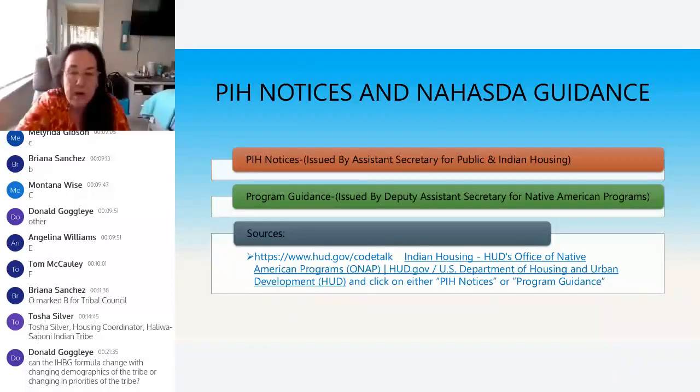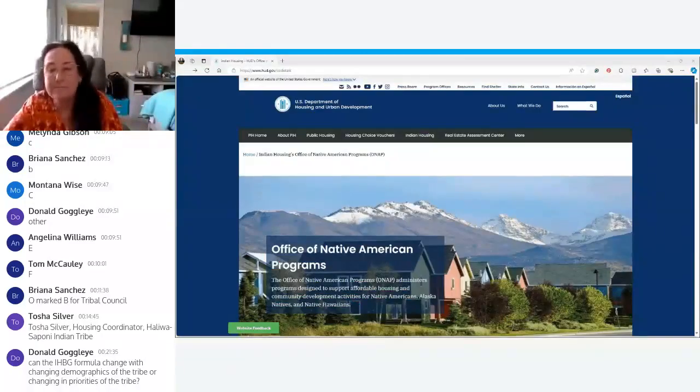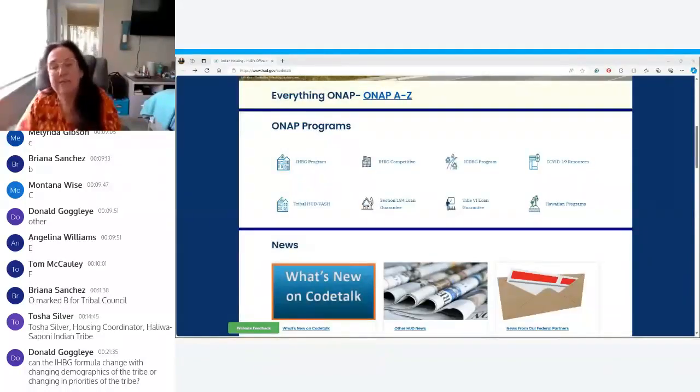And Code Talk, this is the link, it's an active link here, will show you the page that you need to be getting. All of you should be familiar. This is where our rules are, okay? This is what it looks like when you open up the Code Talk page. You can see PIH, public housing, housing choice. You got to get under the Indian housing section, basically. And then A to Z has got a variety of topics on it. Plus, I need to mute that. Okay.